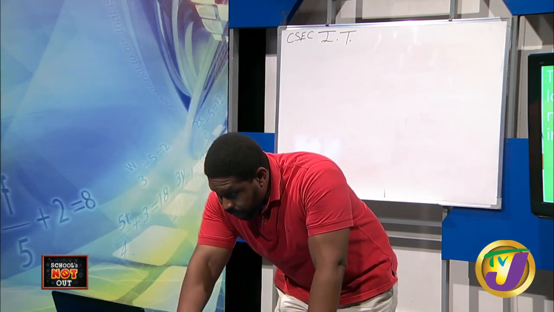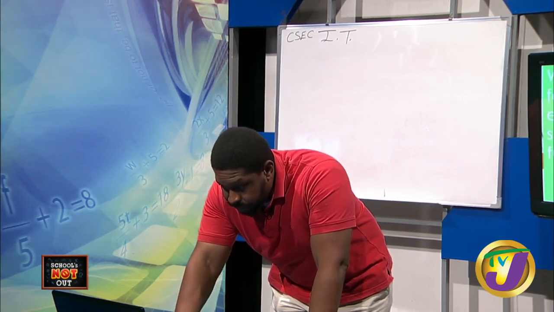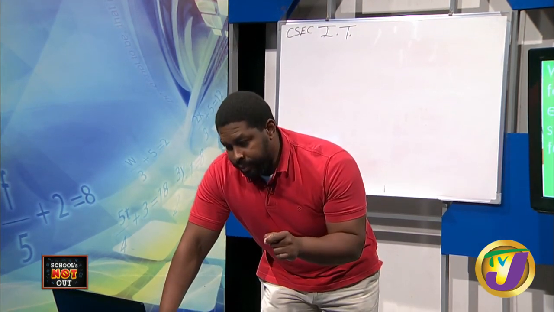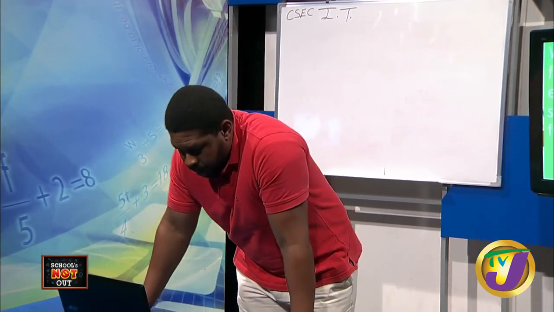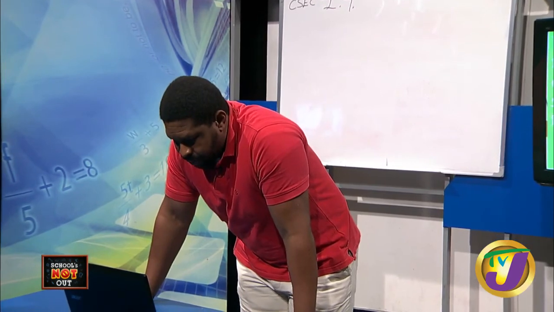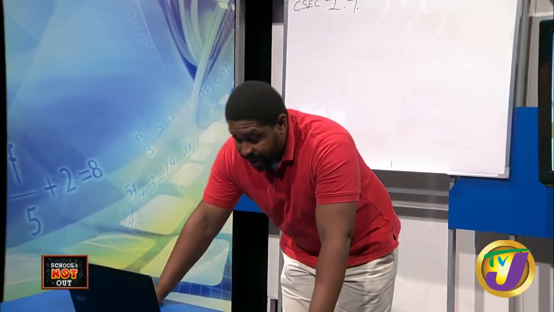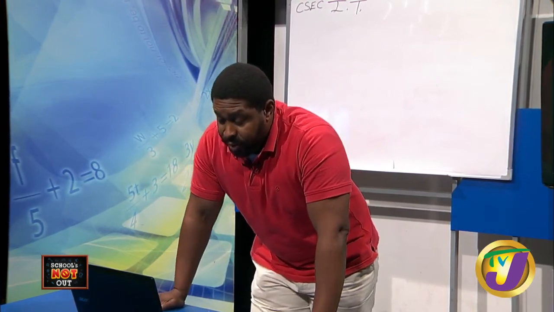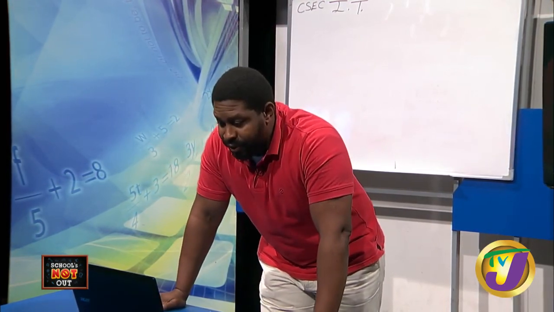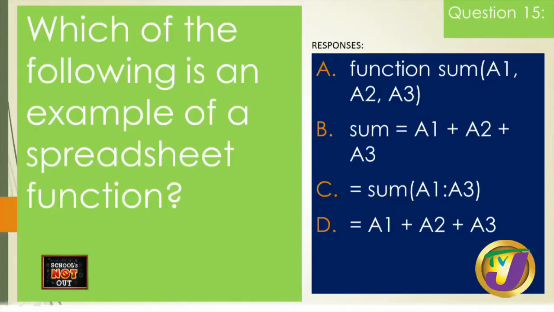All right, so we're on to question 15. Which of the following is an example of a spreadsheet function? And the answers are A, function sum, open brackets, A1, comma, A2, comma, A3, close brackets. Now there is no way a function in Excel would begin with the word function. That is not the convention. And so that one has eliminated itself just by adding the word function.